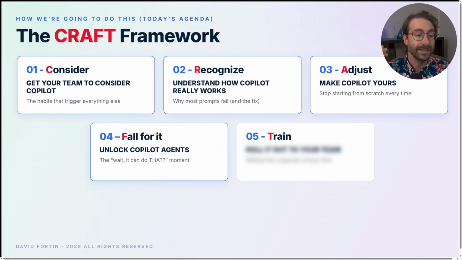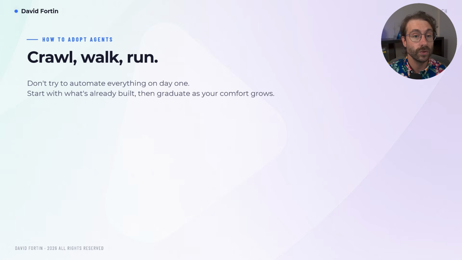Lots of people think they need to code to unlock agents. That's not the case. You can even do agents with the free version of Copilot. So let me show you one thing you can do with the paid version. But first, I want you to understand this concept right here: don't try to automate everything on day one. And I want you to start with something that's already built.